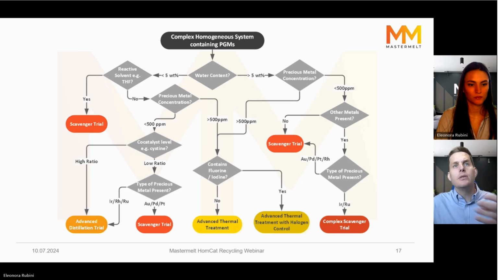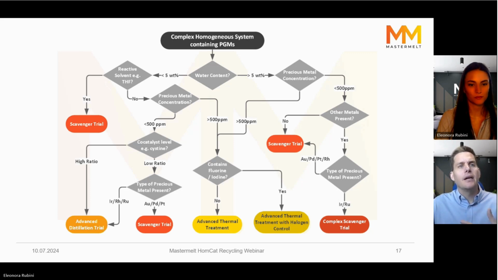It's worth noting that we say the best thing here is advanced distillation trial, but in parallel, we'll be doing that work with the thought process that it is going to be the best, but we never write anything off. We want to also have a look at all the other options to make sure we're not missing anything and to make sure that the recovery is optimized.